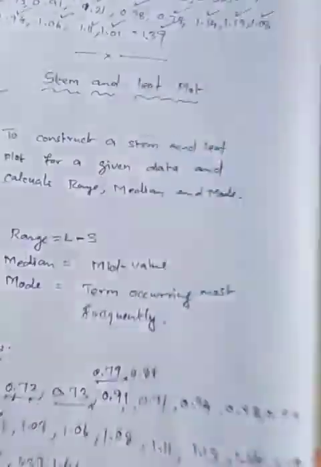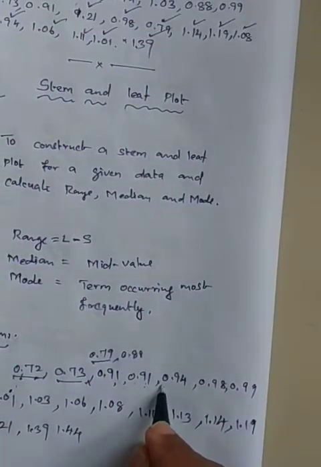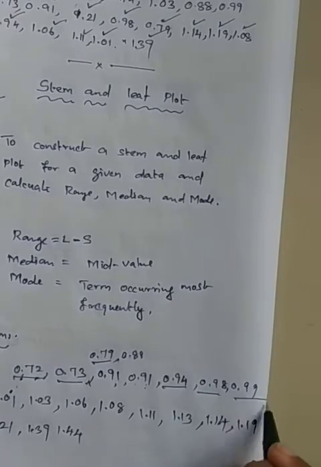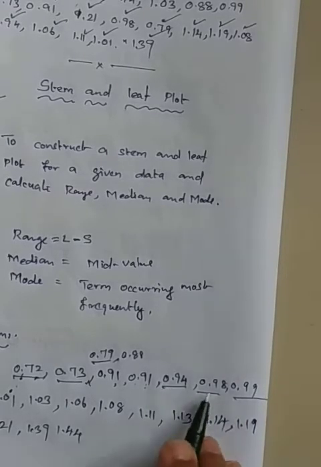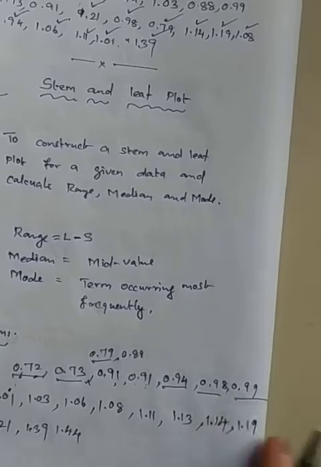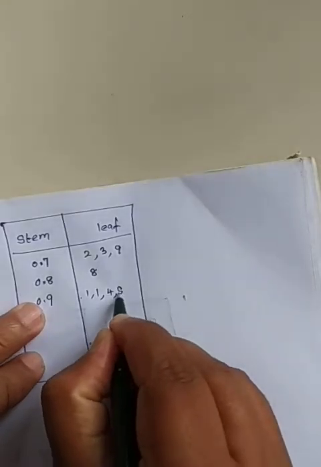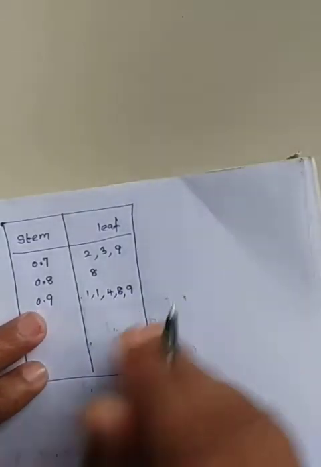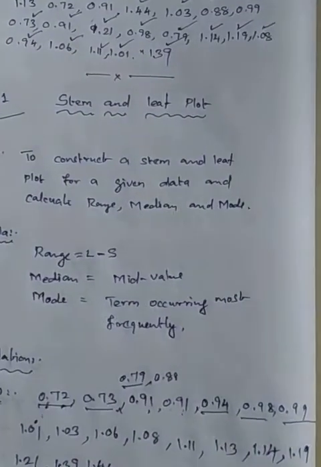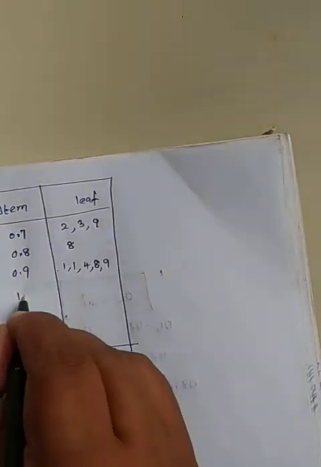And the next one, what is that? You can see 0.94, 0.98, 0.99. So you can write 4, 8, 9 here. So this is the data we have written. After this, 0.9 is over. Then we have 1.0 that you can take, so I am taking 1.0 here.